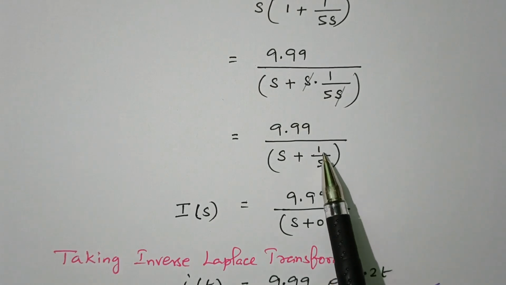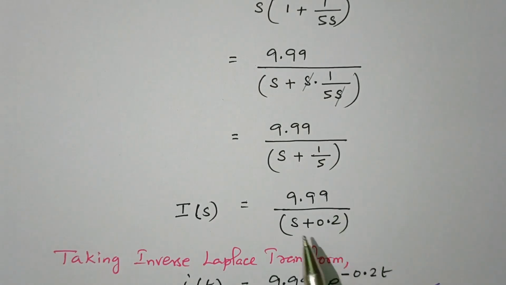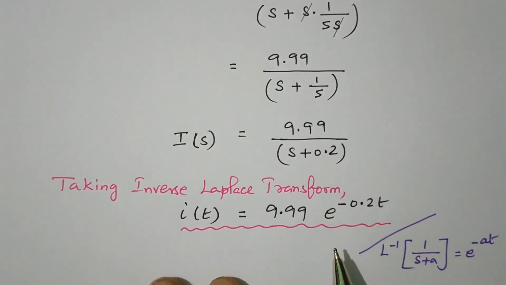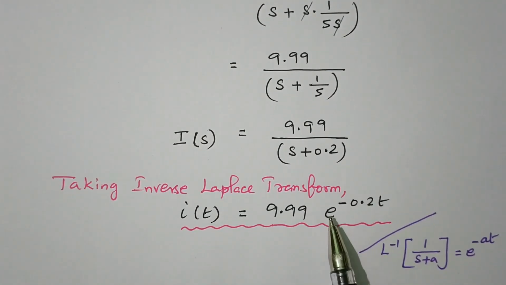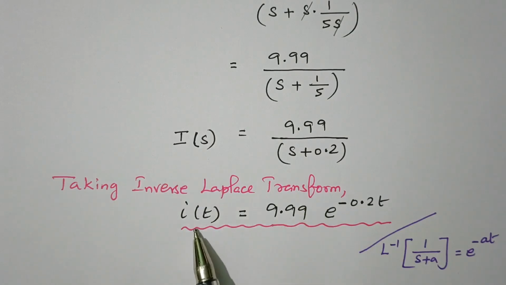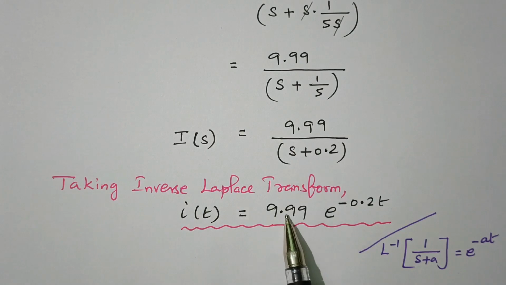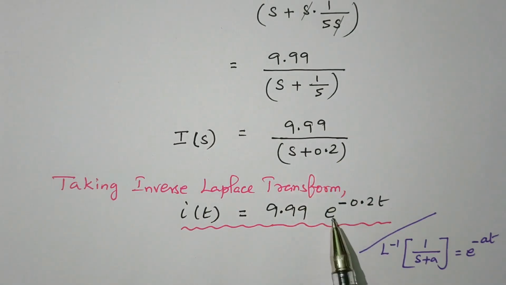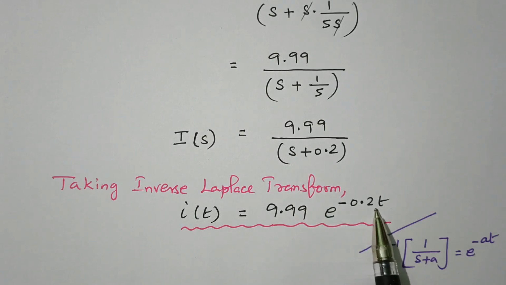So 1 divided by 5 is 0.2. So finally we got 9.99 divided by s plus 0.2. Now by taking the inverse Laplace we can find the transient current in the circuit. So I will take the inverse Laplace on both the sides. I of t equal to this 9.99 is available. 1 divided by s plus 0.2 can be written as e power minus 0.2 into t.